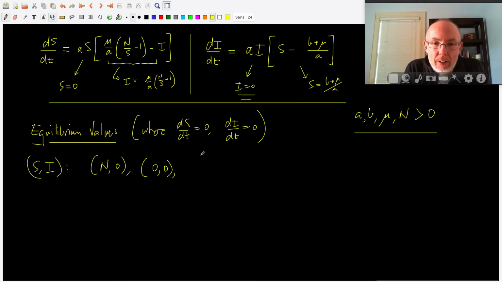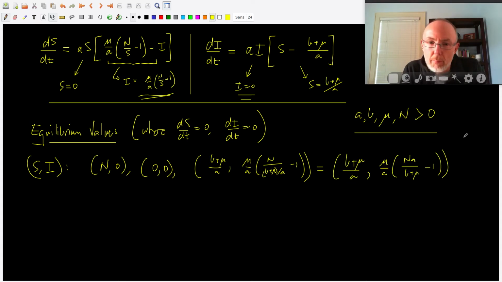And then if S has this choice, B plus mu over A, plugging that in the front will give us a non-zero number. So the only choice is that I has the value that you get by plugging in the I value when S is, what was it? B plus mu over A. So I'm plugging that in here, in a really ugly way. This is some value, right? You can simplify that to get something like this. So there are 3 equilibrium points, and we can do a graphical analysis.